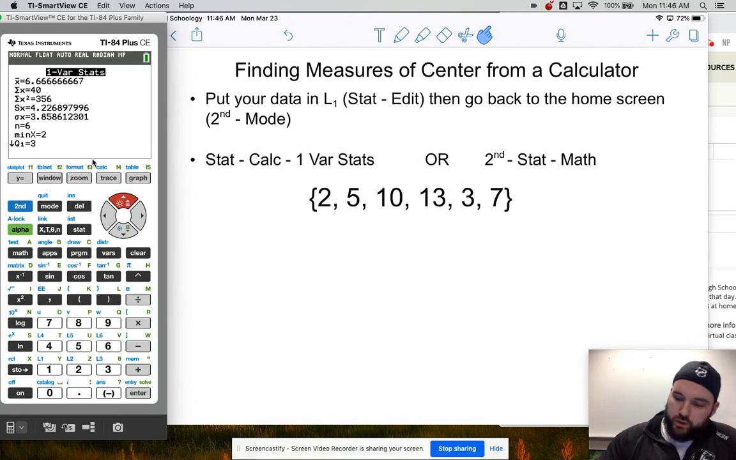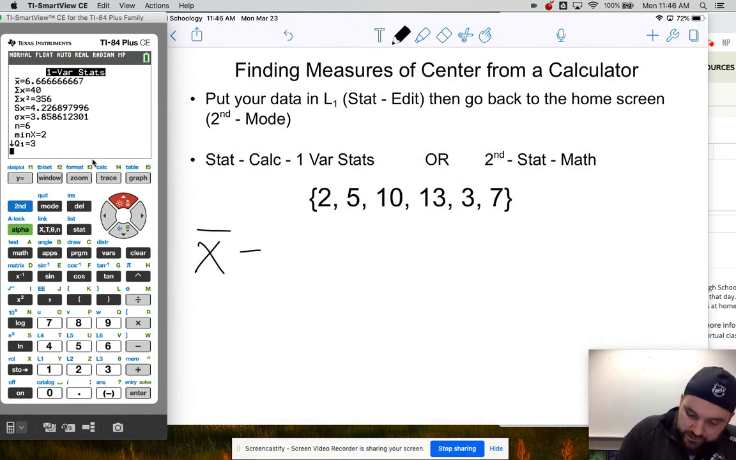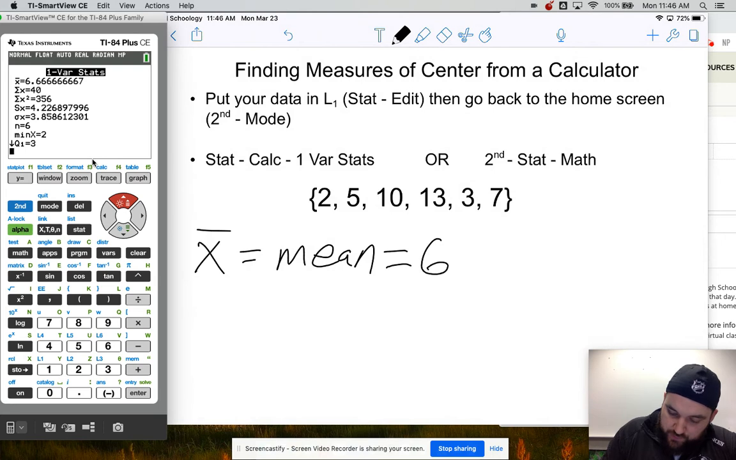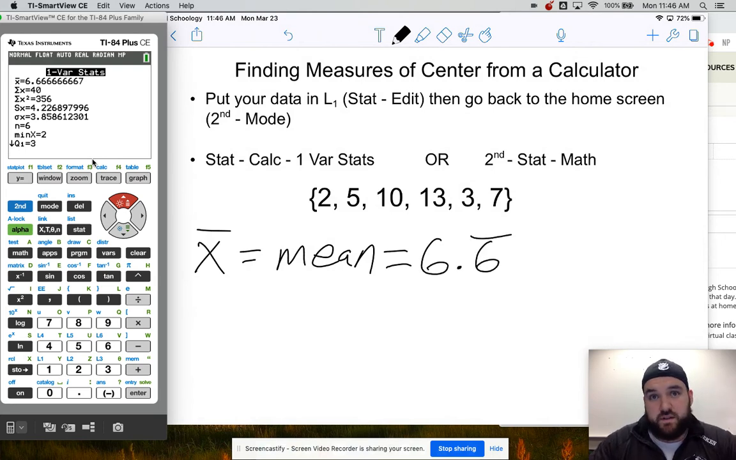What you need to focus on is the very first number in the list. I refer to it as x bar, x with a little line over top of it. That is the mean of the data set. So 6.6 repeating is what you get if you add up all of those numbers and divide by 6, because there are 6 numbers in the list. So it did that for us. Don't worry about the stuff kind of in the middle here. n equals 6 just tells you there are 6 numbers in the list.